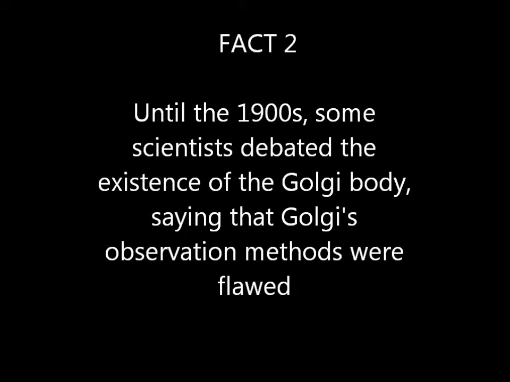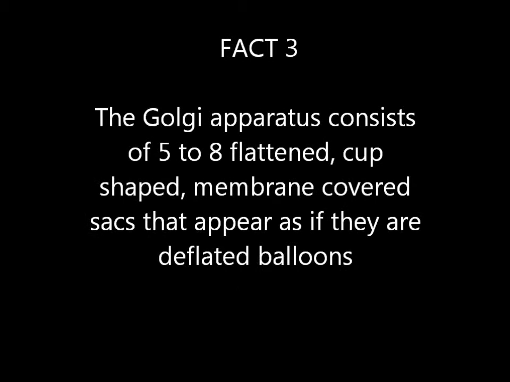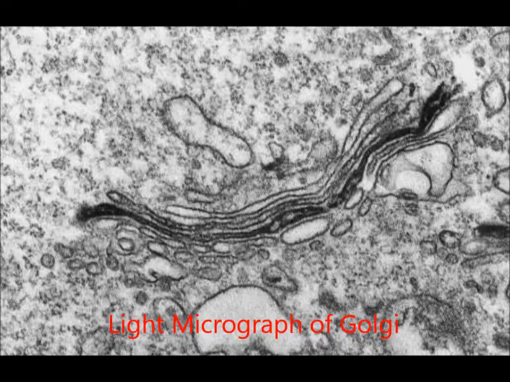Fact 3. The Golgi apparatus consists of 5 to 8 flattened cup-shaped membrane-covered sacs that appear as if they are deflated balloons.